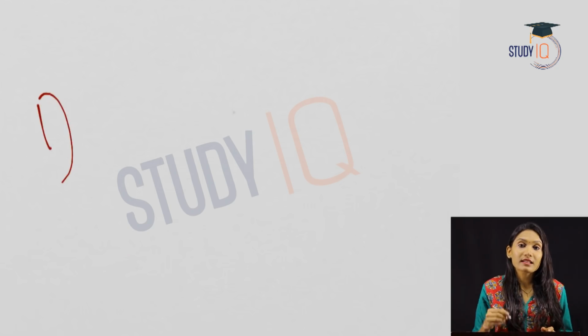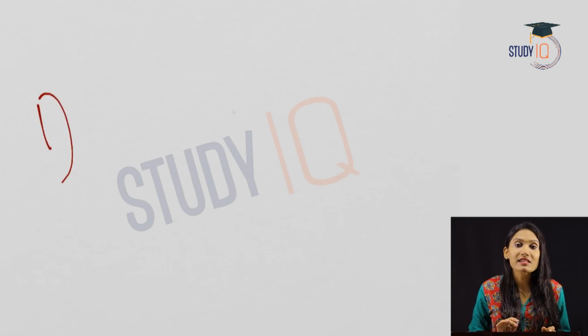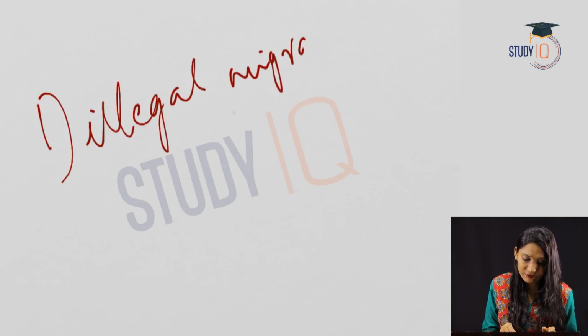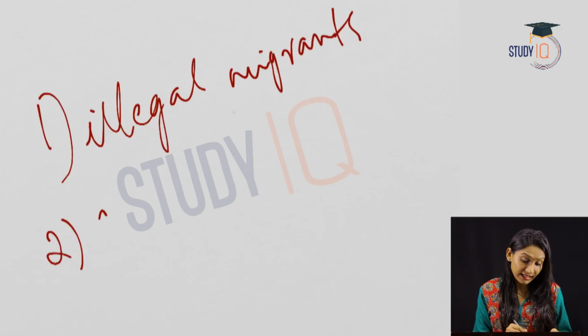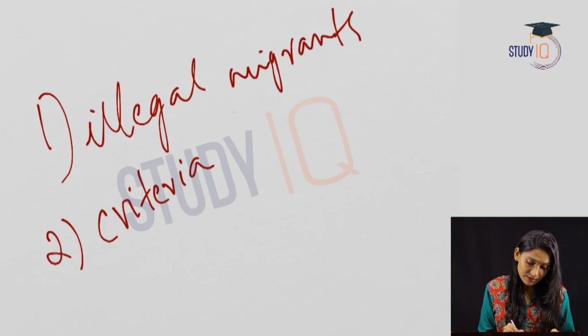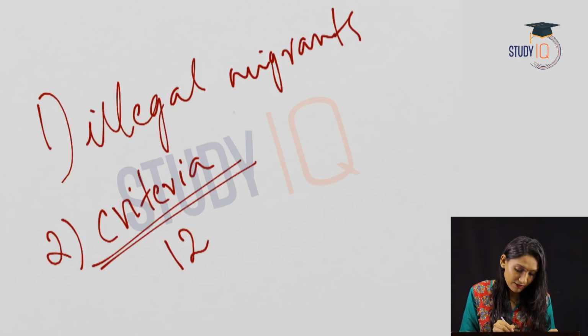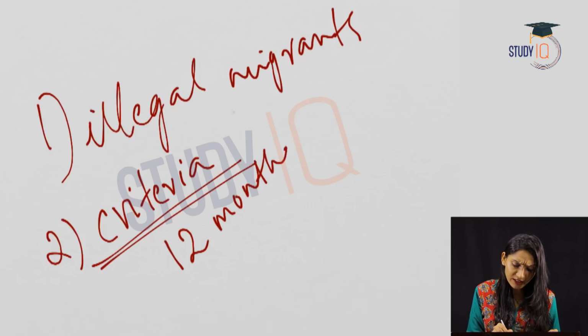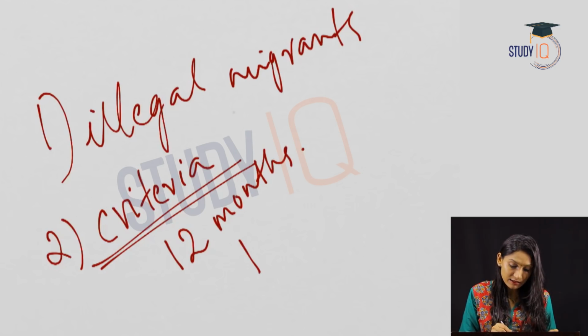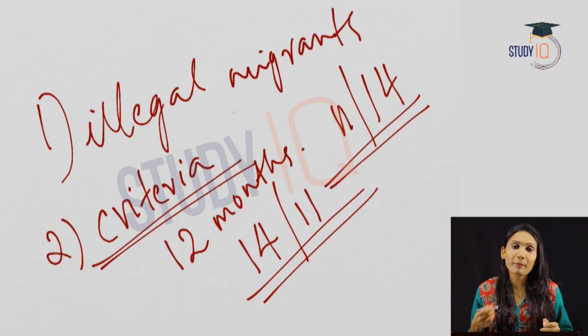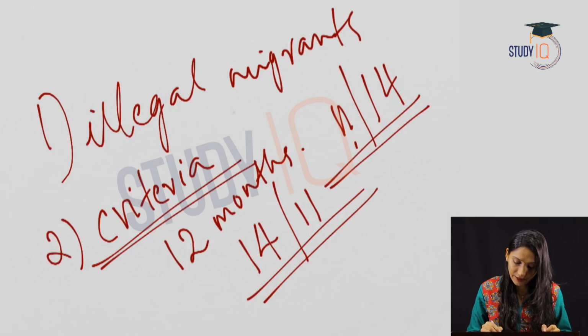Now let us see what amendments this particular bill proposes. First of all, this bill makes illegal migrants eligible for citizenship. Secondly, the criteria for citizenship is changed. Earlier, the criteria for acquiring citizenship was that the person had stayed at least 12 months before giving the application, and 11 years in the past 14 years. So, 11 out of 14. Now, the proposed amendment is that this 11 is reduced to 6.